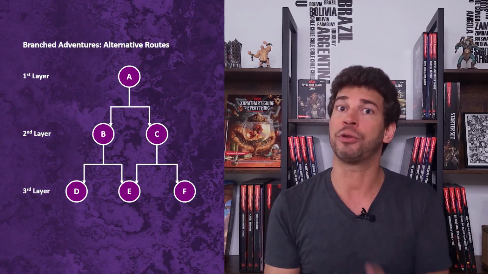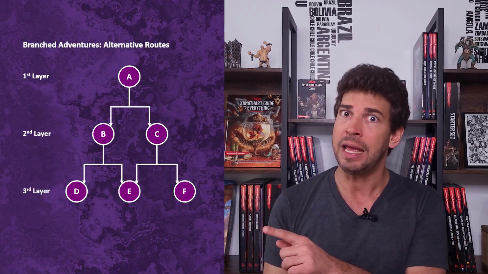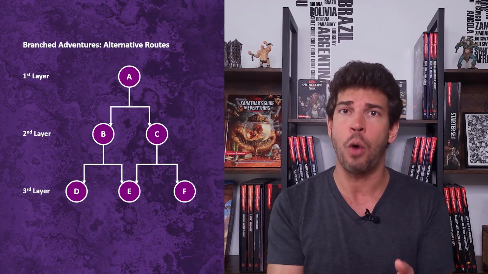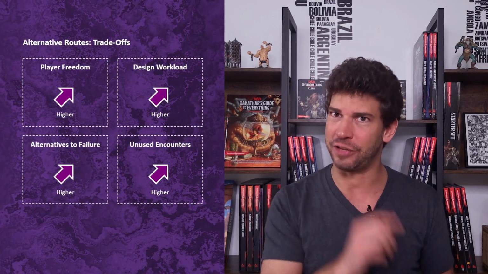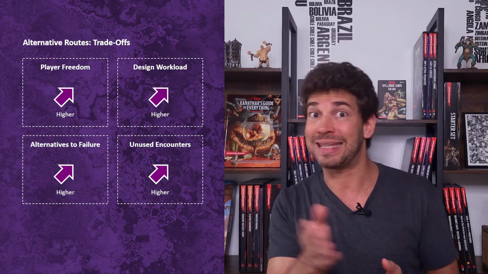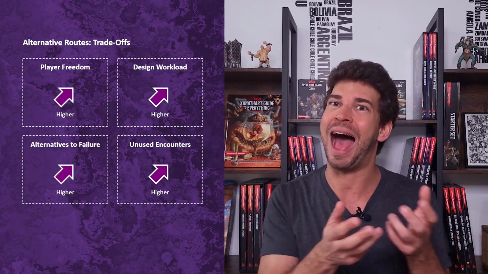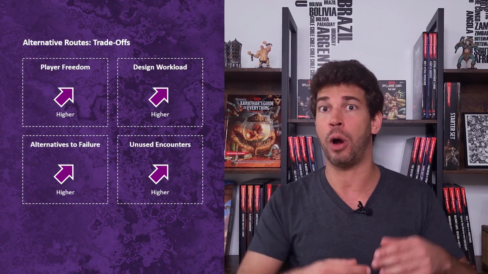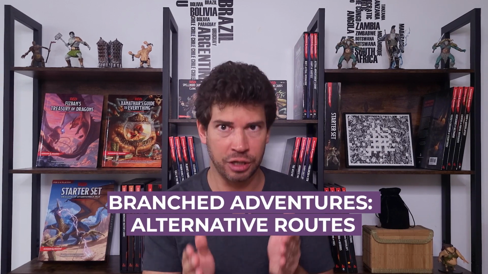For instance, encounter A unlocks encounters B and C in the second layer, but encounter B unlocks encounters D and E, while encounter C unlocks encounters E and F. Such adventures provide greater freedom and alternative routes that players may take if they happen to fail in one of them. But as always, the trade-off is a higher burden for the DM in the form of design complexity and unused work. My Diplomacy with the Giants quest is an example of a branched adventure with alternative routes.